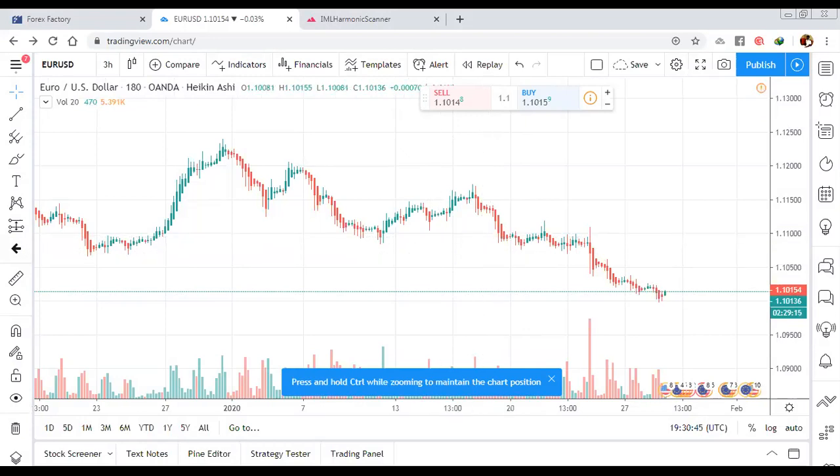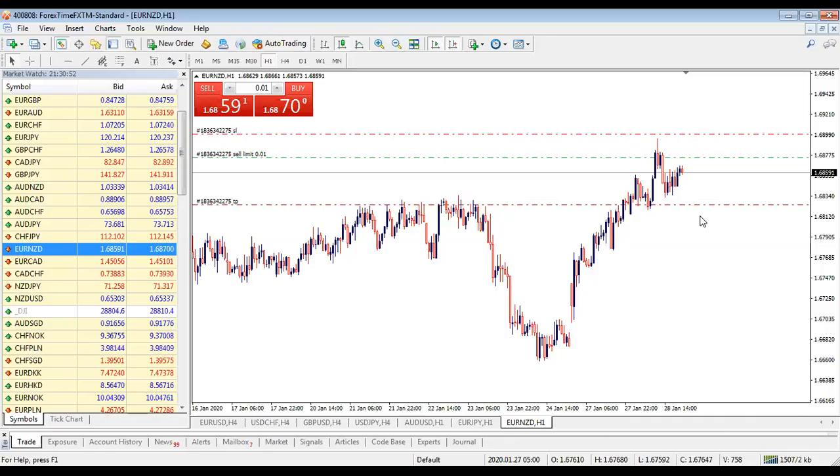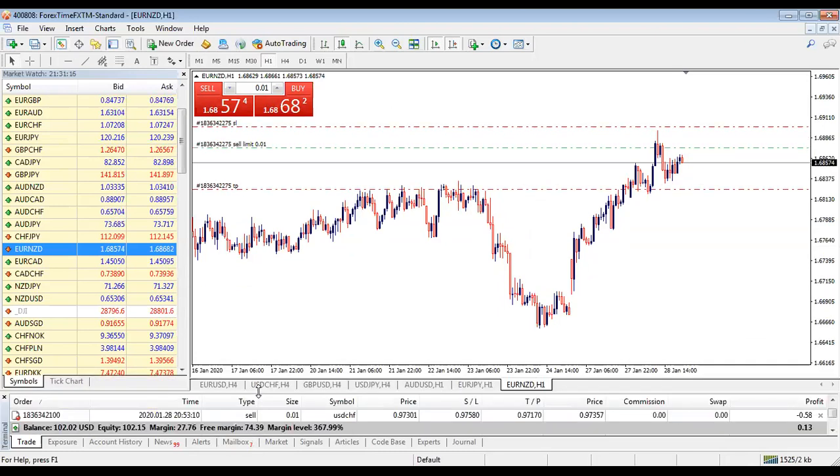Now, this is how it looks on your laptop. This is my own laptop trading platform. As you can see, I am running a trade right now, and I think I'm on some profits as well. Yeah, I'm on profits.